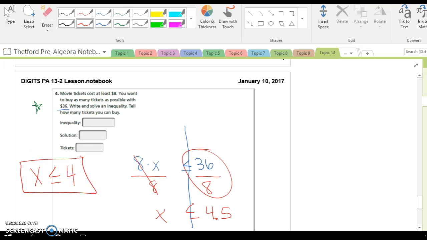The reason that it can't be 5 is because if I plug a 5 in here and I do 8 times 5, that equals 40. That's too much money. I don't have $40. So since I can't actually round up in this case and have it stay a solution, I have to round down, and so my solution is that I can buy 4 tickets or I can buy less than that.